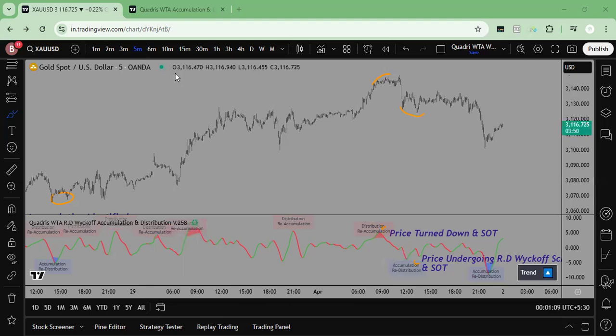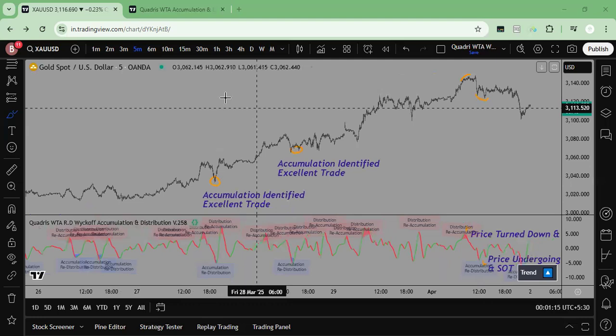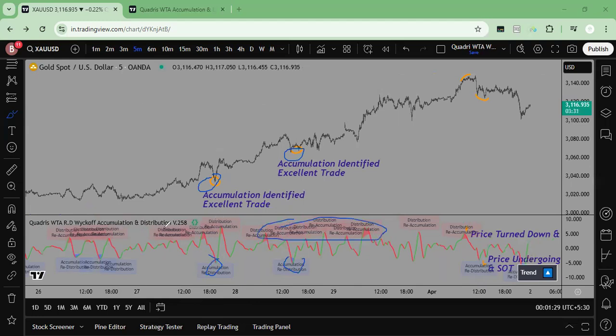Like if you see, this is XAUUSD, so it will give you clear, precise signals. For example, it has given us an accumulation identified at this particular point. It has given you an accumulation point at this particular point. And after that, whatever distribution is taking place, how to deal with this distribution, you will understand, and with more confidence know whether this accumulation is going to hold or whether this distribution is going to hold.